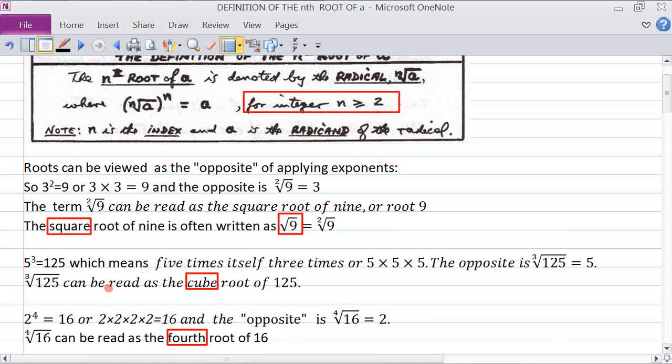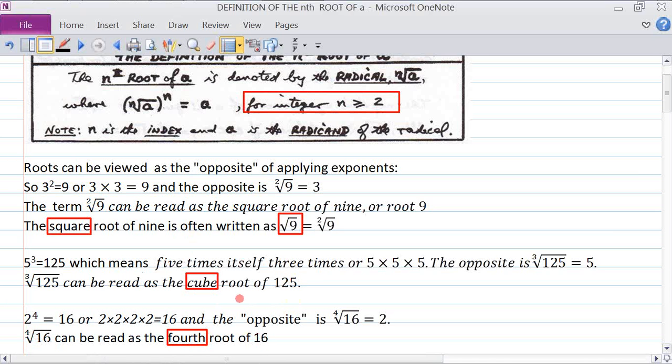The cube root of 125, when I put this little number 3 here, can be viewed as the cube root. So the number 3 is synonymous with the word cube. If we take 2 to the 4th, we know this is 16. Why? Because we're multiplying 2 times itself 4 times: 2 times 2 times 2 times 2. And the opposite is to take the 4th root of 16, which gives us 2. So the 4 outside here is read as the 4th root of 16.